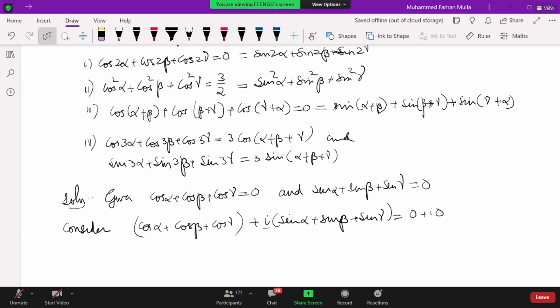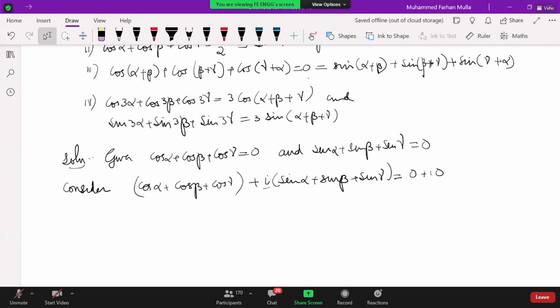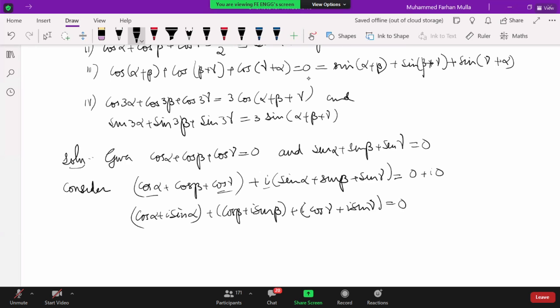Now with this, I have the liberty to extend further using De Moivre's theorem. So I take cos alpha plus i sin alpha, one term, plus cos beta plus i sin beta, second one, and lastly cos gamma plus i sin gamma equal to 0.